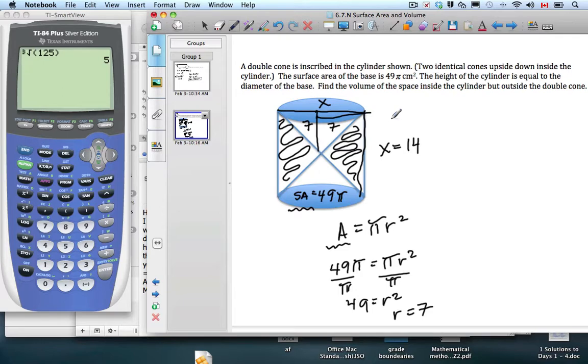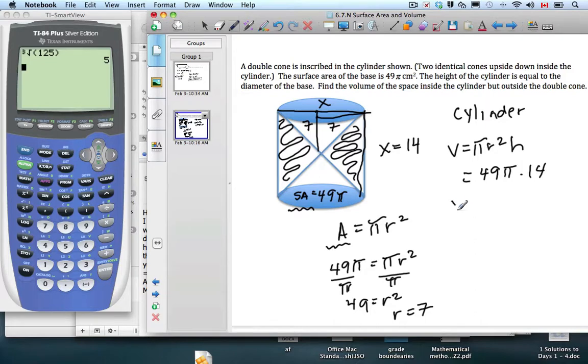To do this problem, maybe we should find the volume of the whole entire cylinder, and then of one of those cones. Let's start off with the cylinder. Volume of a cylinder equals pi r squared h, the area of the base times the height. We already know that the base has the area of 49 pi, and our height is 14.